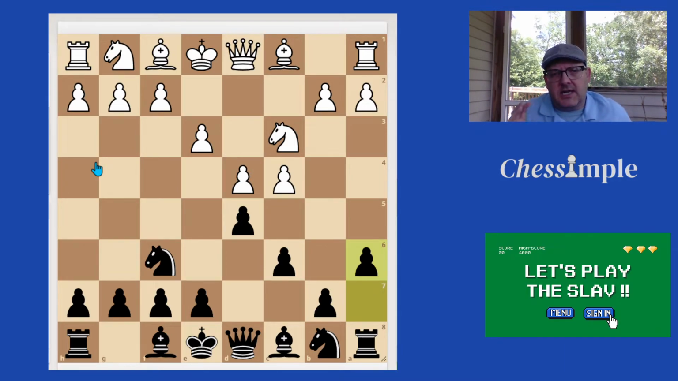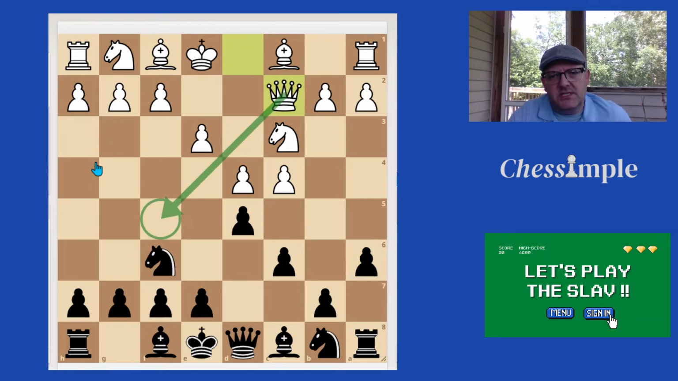Now, this can commonly come about if white plays queen to c2 here. And so you can see that this queen controls f5, which is where we would normally want to put our light squared bishop. So we can't develop our light squared bishop there.